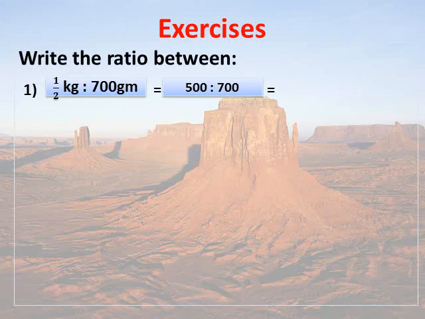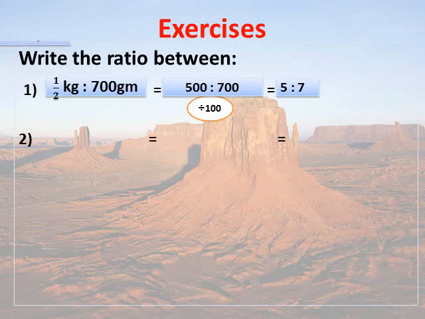500 to 700, not the simplest form of the ratio. We must divide the two terms by 100, as the two terms are divisible by 100. 500 divided by 100 equals 5, and 700 divided by 100 equals 7. So the simplest form of the ratio equals 5 to 7.